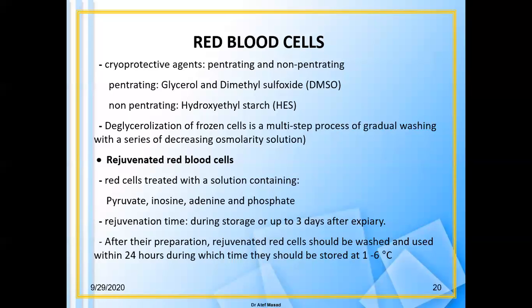So we are talking about frozen RBCs that we need to rejuvenate again. We have to treat them with a solution containing pyruvate, inosine, adenine, phosphate, and deglycerolize the frozen cells using saline, and we have to use these cells within 24 hours. So if we need these cells, we have to prepare them and give them to the patient, but they have to be kept at 1 to 6 degrees centigrade.